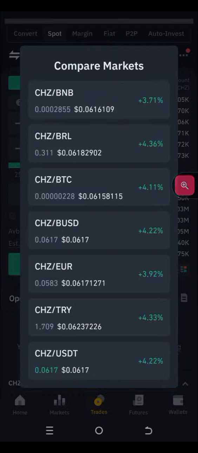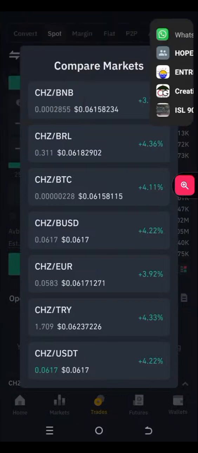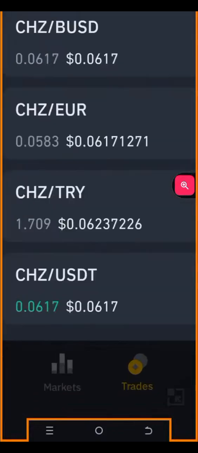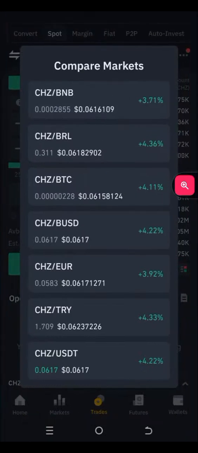Looking at this, which one is the cheapest price? You have to look for the cheapest price. We can see that it looks like BTC 0.0615. We have 0.0618 as BRL. We have 0.0616 as BNB. Then where's the USDT? USDT is 0.0617. Let me show you this. So which one will I go for? It's looking like the cheapest we're seeing here is BTC 0.0615, right?